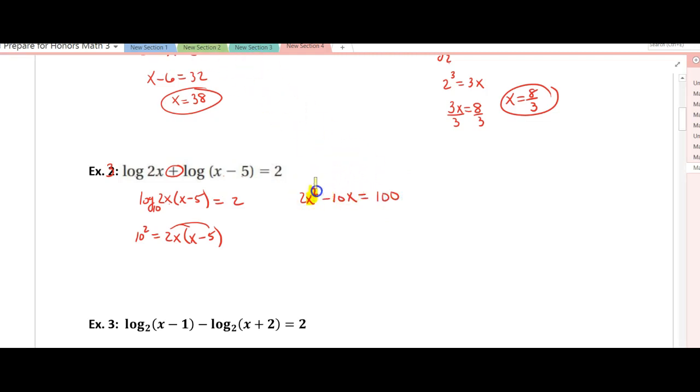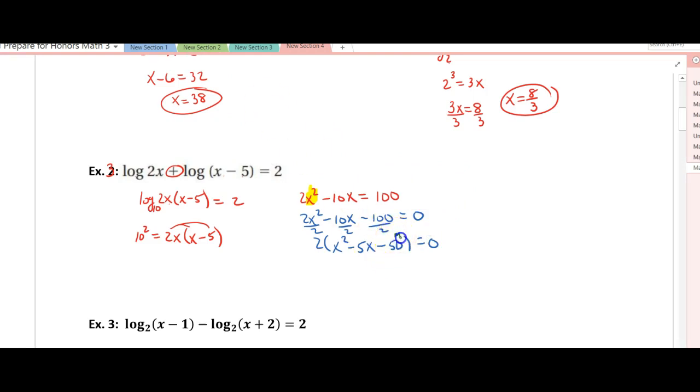Anytime I have an x squared term, I have to recognize that I have to solve a quadratic. So I can either use the quadratic formula or I can use the factoring method. But my first step either way is to set this equal to 0 by subtracting 100. Now, if I look, there is a greatest common factor of 2 here. So if I factor that out and divide everything by 2, I would get 2 times the quantity x squared minus 5x minus 50 equals 0.